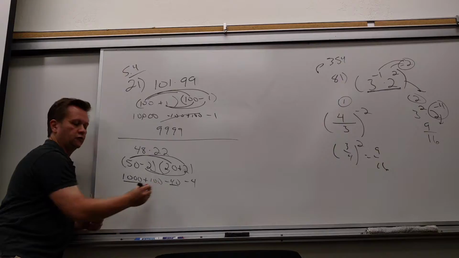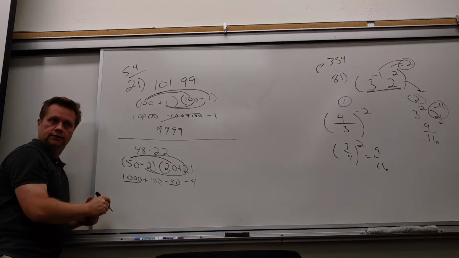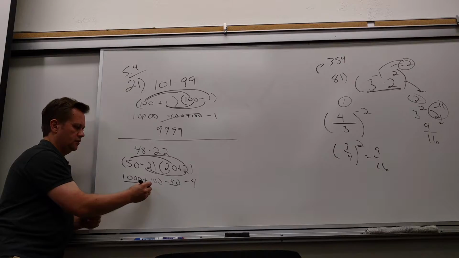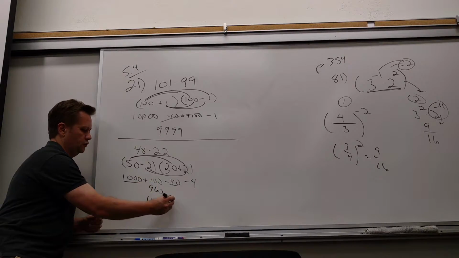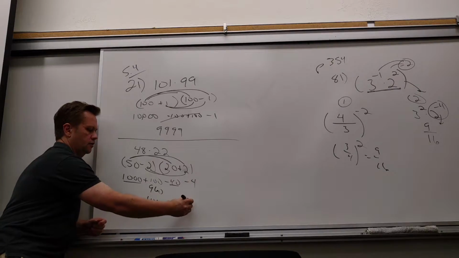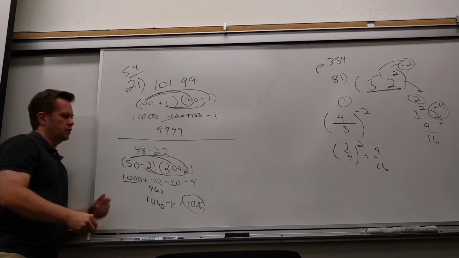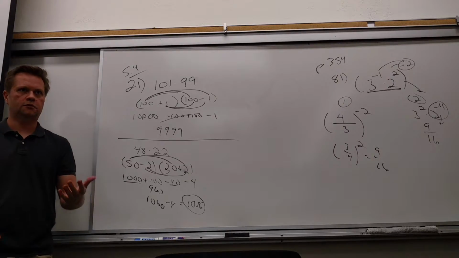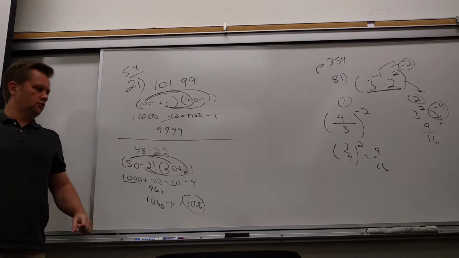oh, what's 1,000 minus 40? 960. 960 plus 100 is 1060. Minus 4 is 1056. Now what's 48 times 22? So we have 1056. I hope so. Yes.